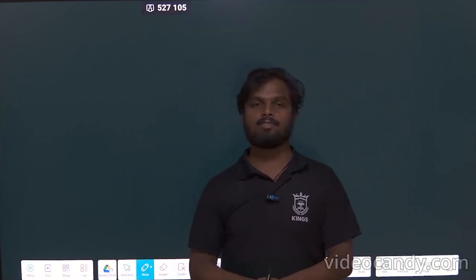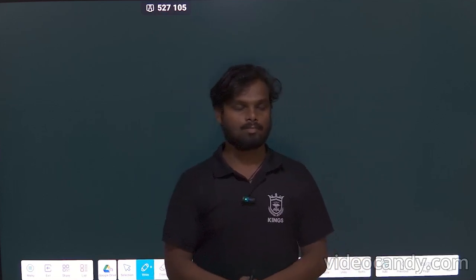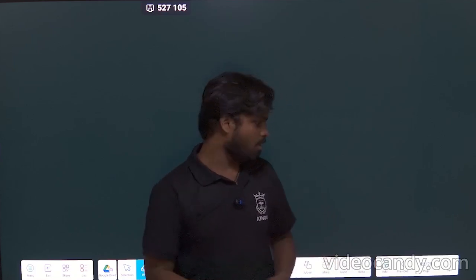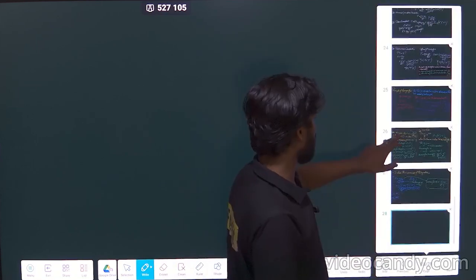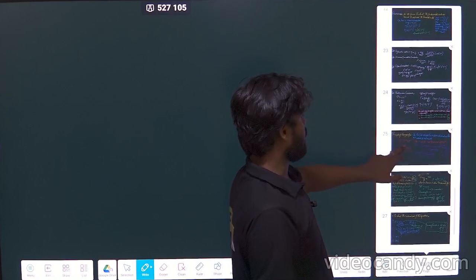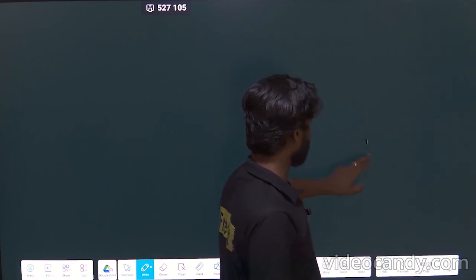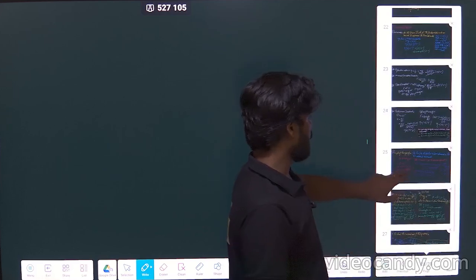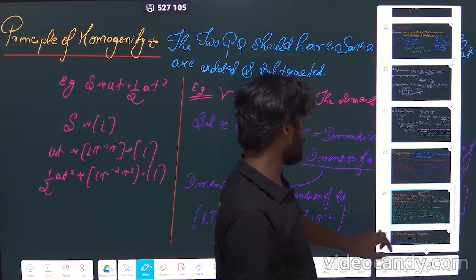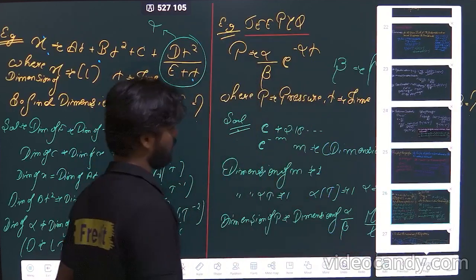So hello future achievers. We are now going to start our third session on unit and measurement. In this third session we are going to learn about dimension analysis. Basically in the last session we covered what dimension analysis is, and we saw how to find the dimension of some physical quantities, then we saw the principle of homogeneity, and we solved some previous year questions and some other questions.